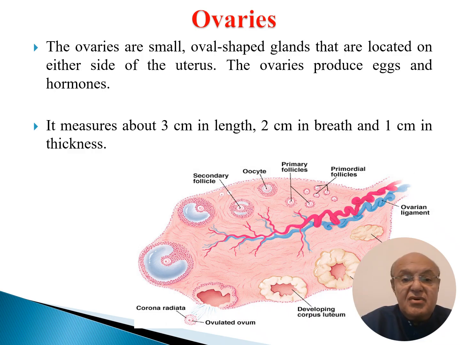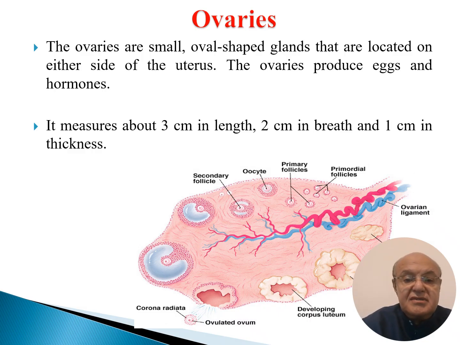The ovaries are small oval-shaped glands located on either side of the uterus. The ovaries produce eggs and hormones: estrogen, progesterone, and androgens. An ovary measures about 3 centimeters in length, 2 centimeters in breadth, and 1 centimeter in thickness.